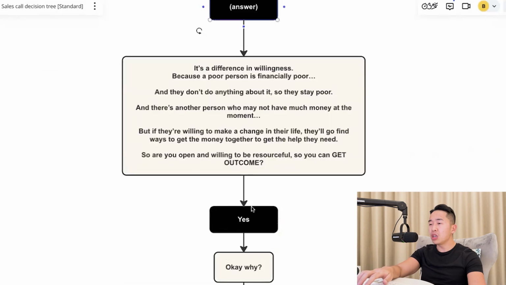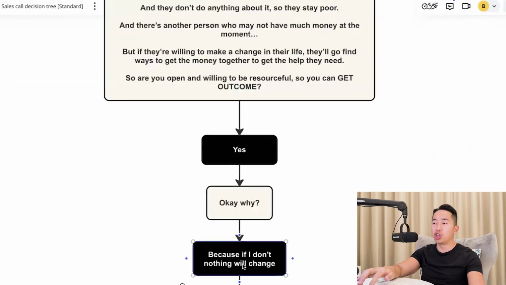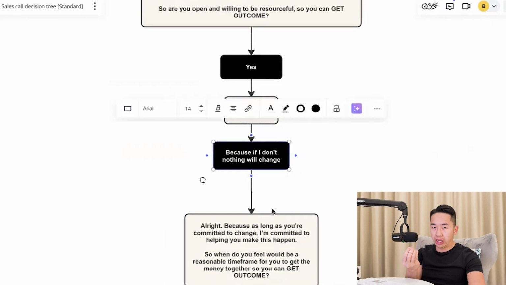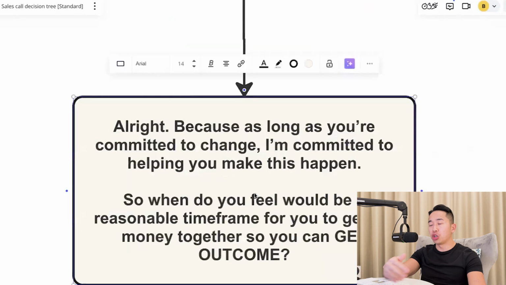Okay. And then they'll say, yes, I am open. Okay, but why? Well, because if I don't, nothing will change, and so on. They give you a good reason. So we're establishing the why, right? Why do I need to become resourceful? All right, because as long as you're committed to making a change, I'm committed to helping you make this happen. So when do you feel will be a reasonable time frame to get the money together so you can retire your parents? So we're establishing the when.